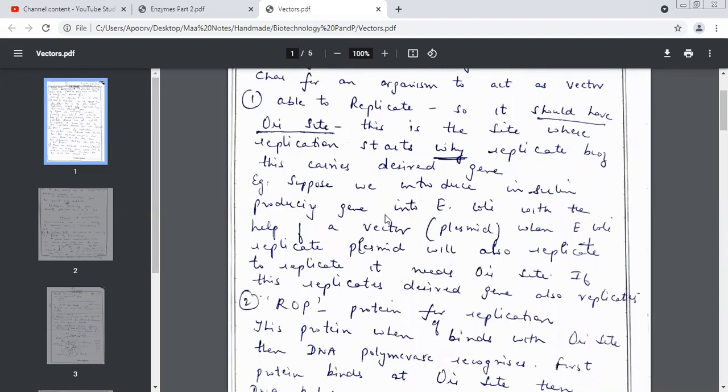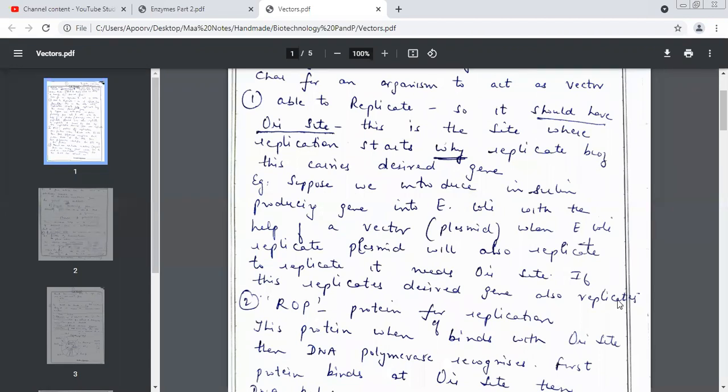Suppose we introduce the insulin producing gene into E. coli. We are introducing which gene? The gene which produces insulin, with the help of a vector. The vector I have selected is a plasmid. Which vector have I selected? Plasmid. What will happen? If E. coli replicates, the plasmid will also replicate. To replicate, it needs which site? Ori site. Yes. So when this vector replicates, the desired gene will also replicate.